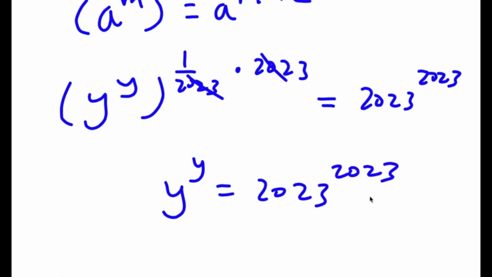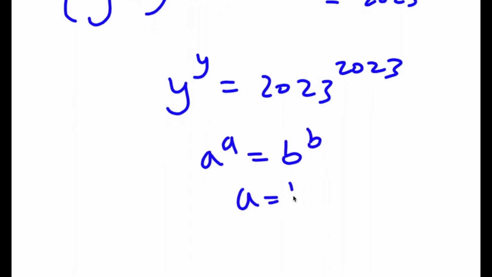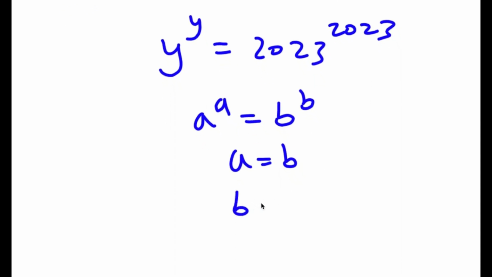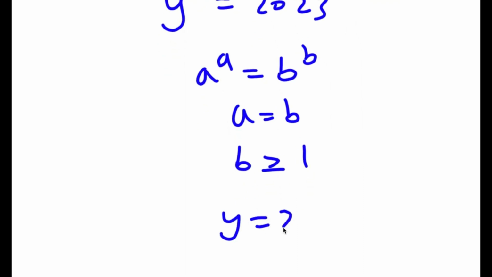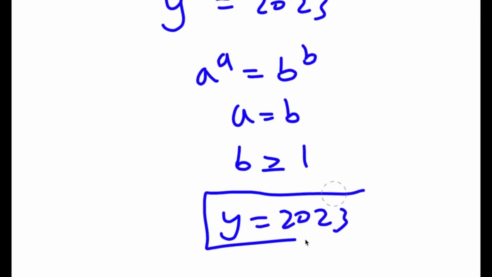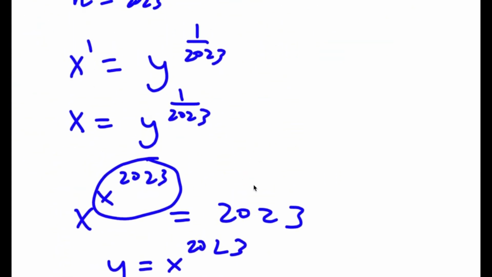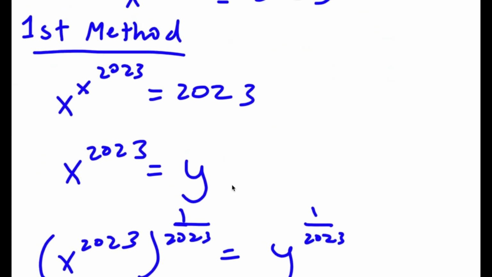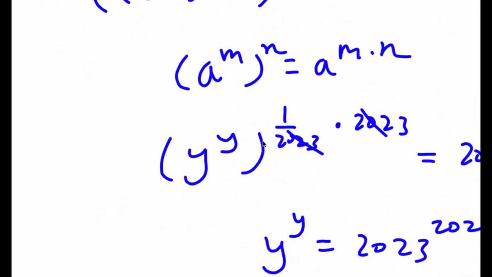Now, if I have something in the form a to the power of a is equal to b to the power of b, then this means that a is equal to b as long as b is greater than or equal to 1, which in this case, b is 2023, which is greater than or equal to 1, meaning y is equal to 2023. However, we are not done yet because y isn't what we're solving for, we are solving for x. And remember, we set y equal to x to the power of 2023.